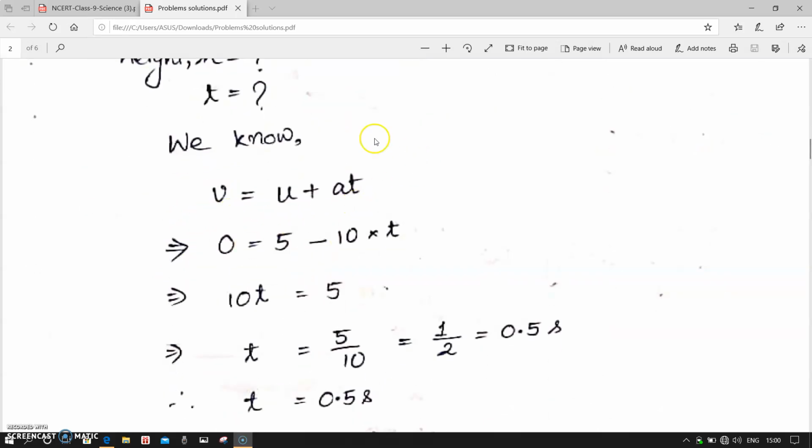V equal to u plus at, I have used. Put the value of v, u and a, you get the value of t. By simplifying, we get t is equal to 5 by 10, which is equal to 1 by 2, which is 0.5 seconds. So time is 0.5 seconds.